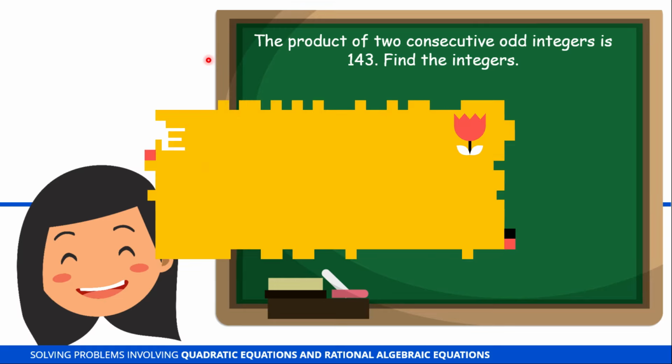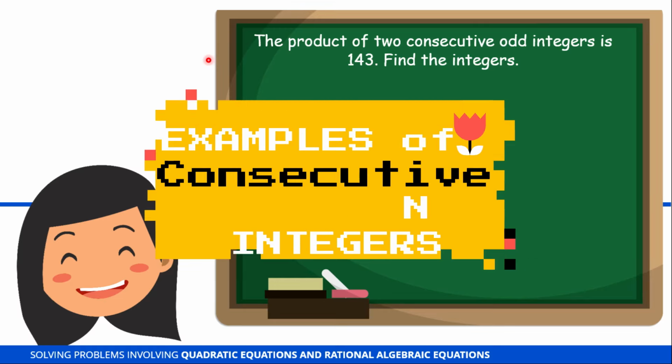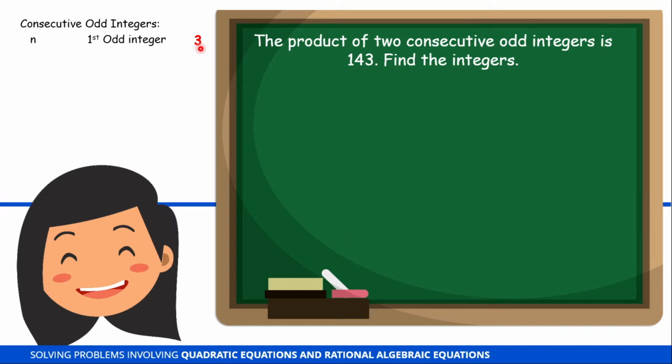Tignan lang natin kung paano natin i-represent yung two consecutive odd integers. For example, ang first odd integer natin ay 3 at i-represent natin ang 3 by the variable n. Ngayon, ano yung kasunod na odd integer ng 3? Answer is 5. So, i-represent natin ang 5 ng n plus 2 para sa second odd integer. Bakit n plus 2? Dahil yung n natin kanina, which is 3, nadagdagan ng 2 para sa susunod na odd integer, which is 5.